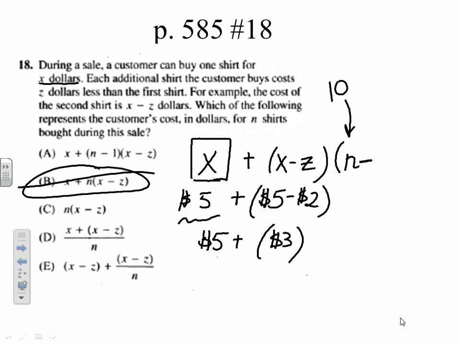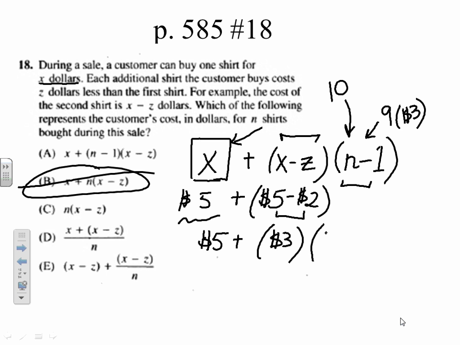So to get the number of t-shirts that cost $3 each, or X minus Z dollars each, we need to subtract 1 from the total number of t-shirts, because if there were 10 t-shirts, the first t-shirt would have this first cost of X dollars, and then the 9 remaining t-shirts would cost $3 each, or 9 times X minus Z, if we're keeping it in terms of the variables that we've come up with. So this is how our equation would work out, and this is equation A.